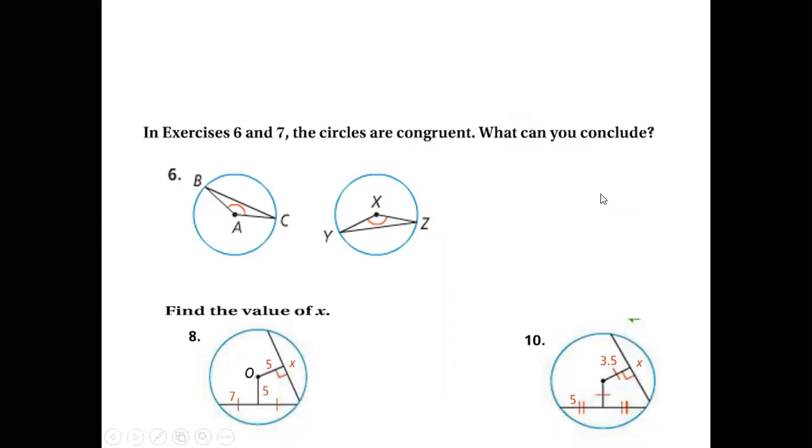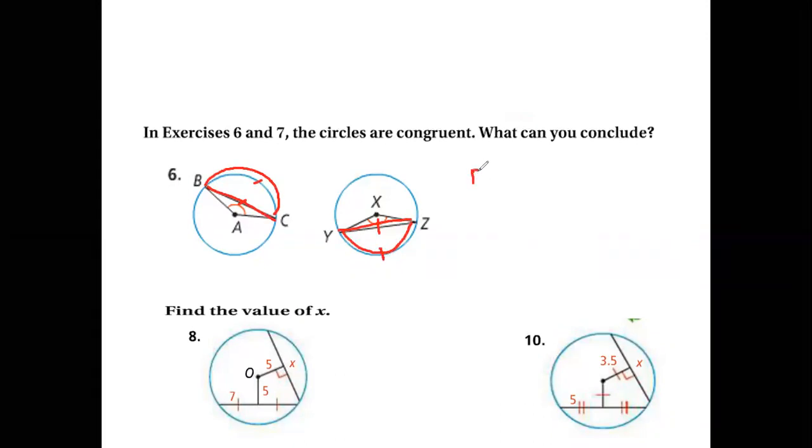Let's do one or two questions based on this lesson. In the textbook, from question number 6 and 7, let's do question number 6. The circles are congruent. What can you conclude? We have learned that if the central angles are congruent, its chords are congruent and its arcs are congruent. So how do we write it? The chords are congruent, and the corresponding arcs are also congruent. So how do we conclude it?